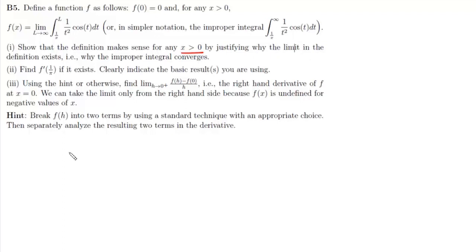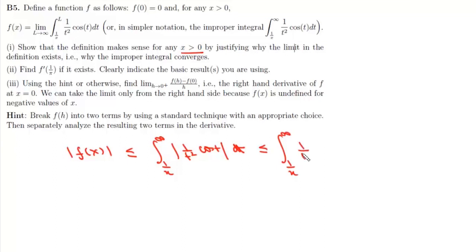Now we look for absolute convergence, then we can write this mod f(x) will be less than or equal to this integral from 1 by x to infinity of mod of 1 upon t squared cos t dt, and mod cos t is less than or equal to 1, so it will be less than or equal to this integral from 1 by x to infinity of 1 upon t squared dt. Now the value of this integral is minus 1 upon t from 1 by x to infinity, so this is nothing but x.